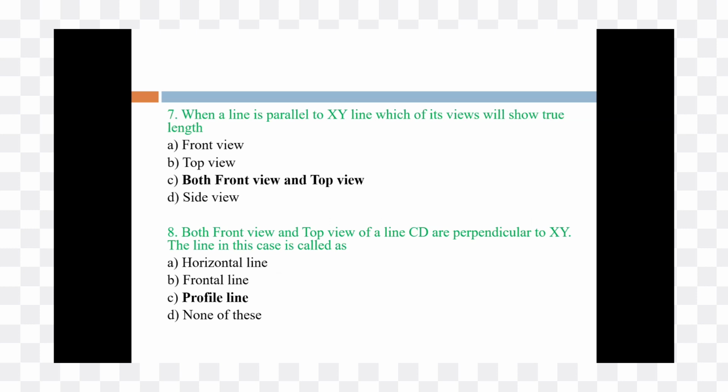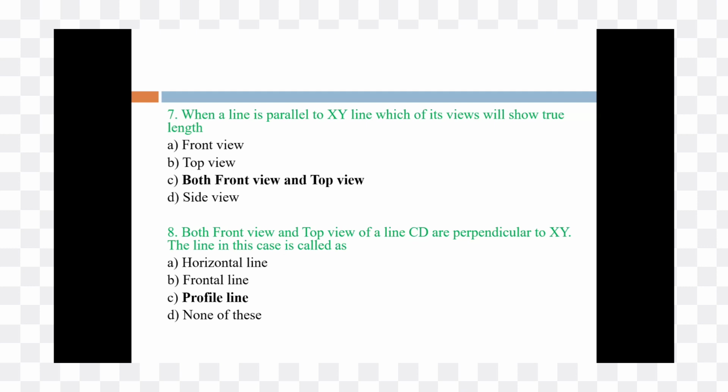The next one: when a line is parallel to the XY line, which of its views will show its true length? Suppose the line is parallel to XY in both views. Then which views will show its true length? In this case option C will be correct, because the front view and the top view both will give the true length when that line is parallel to the XY line.